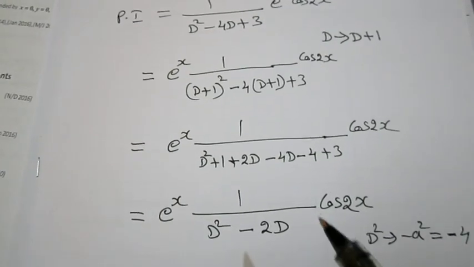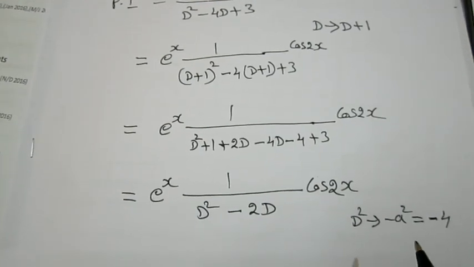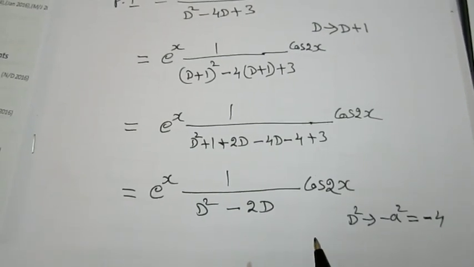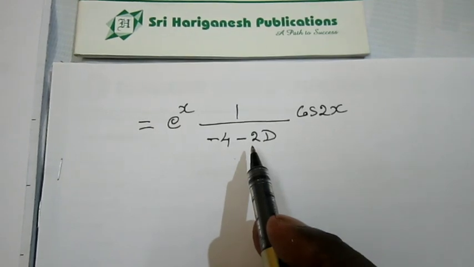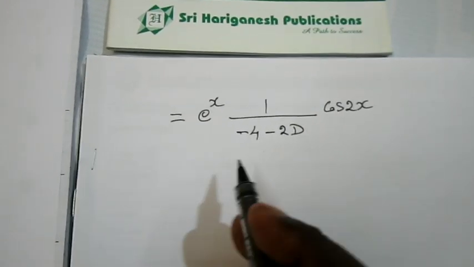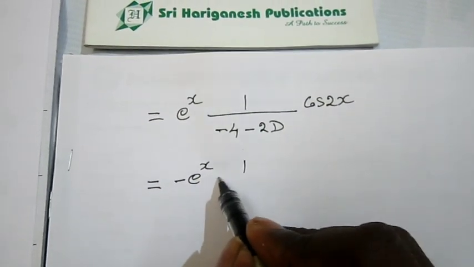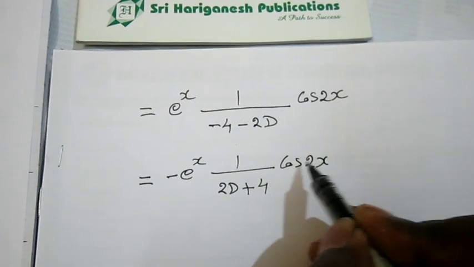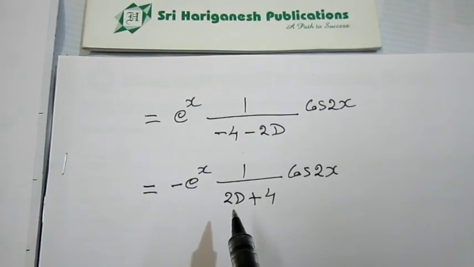In type 3, sin or cos, D square is replaced by minus a square, but a is 2, so minus 4. But you do not replace D; you replace only D square, not D. So D square minus 2D means minus 4 minus 2D. You can take minus outside, so minus e power x, and this term becomes 2D plus 4 into cos 2x. But in this third type we have to replace only D square, not D, and unfortunately we have D.